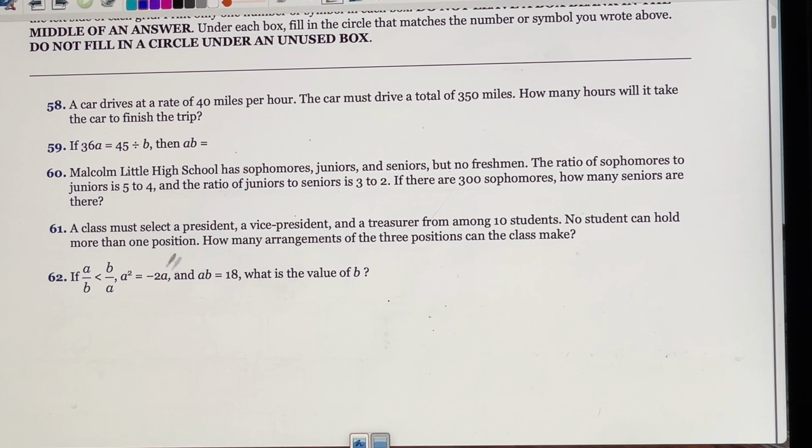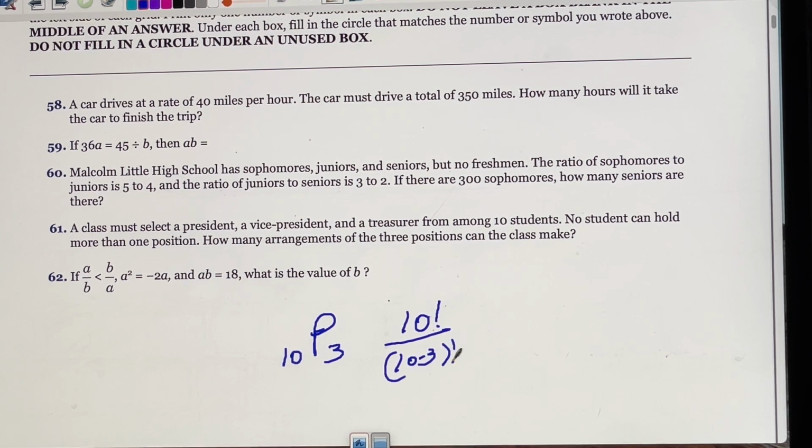61. A class might select, so again, this is what we talked about, combinations and permutations. You must select a president, a vice president, and a treasurer among 10 students. So this is definitely a permutation because order does matter, right? So it's a permutation of what? There are 10 people arranged into 3 different positions. So remember, permutation, it's 10 factorial over 10 minus 3 factorial, right? Or you can obviously find a shortcut here, and this one would have been just 10 times 9 times 8, which equals 720.